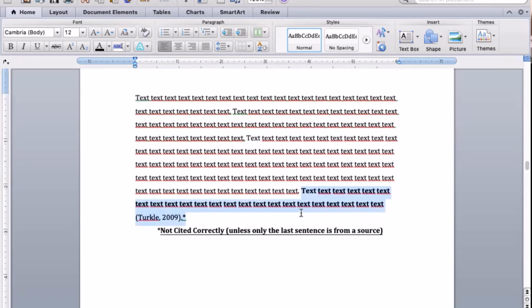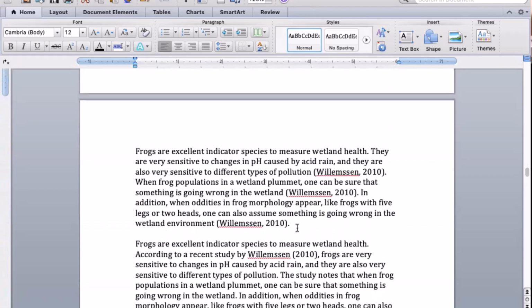Here's one way to handle this if you ever have a whole paragraph of lots of things that need to be cited. Here are the two ways to do it. One, you can cite literally every sentence. So if every sentence is from a source, I'm going to cite, this is from Williamson. This is technically not wrong. This is technically okay. In APA, it looks a little ugly, but it's okay.